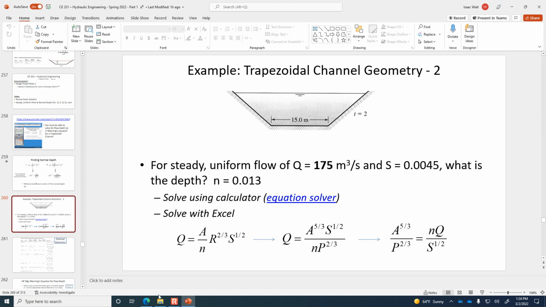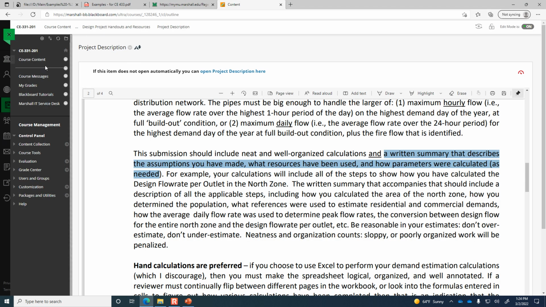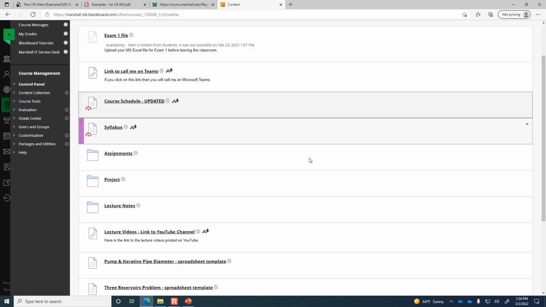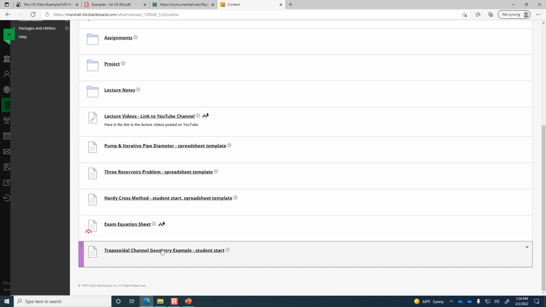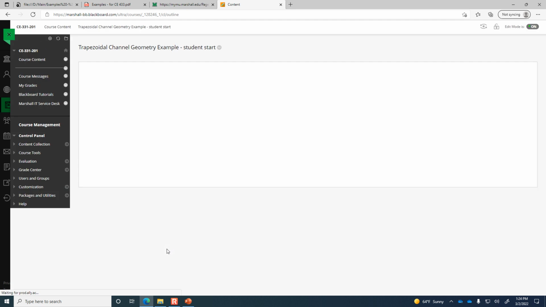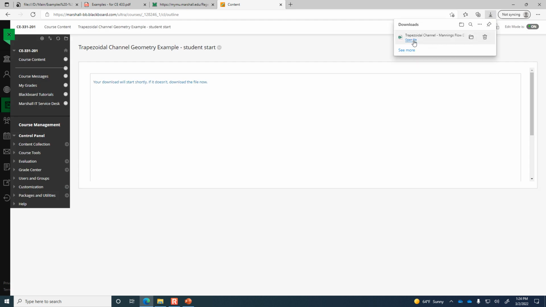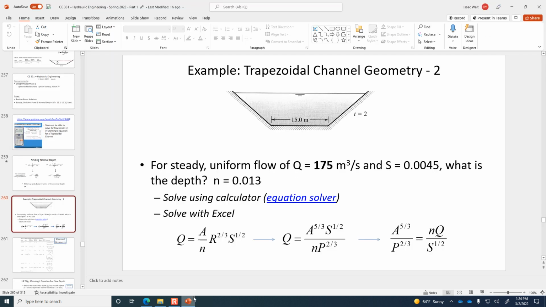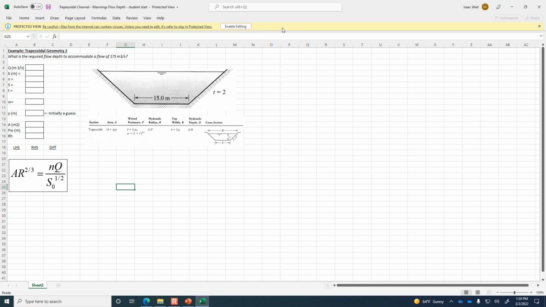Okay, so the template that I've provided is here at the bottom of the page, trapezoidal channel geometry example. If you have your computer, you can open that. I'll give you a moment. If you don't have your computer, then you can follow along using, I'm sorry, using your calculator.